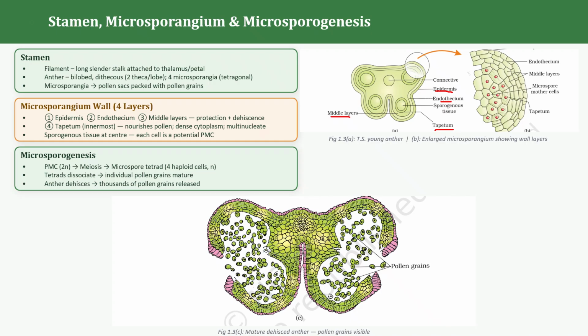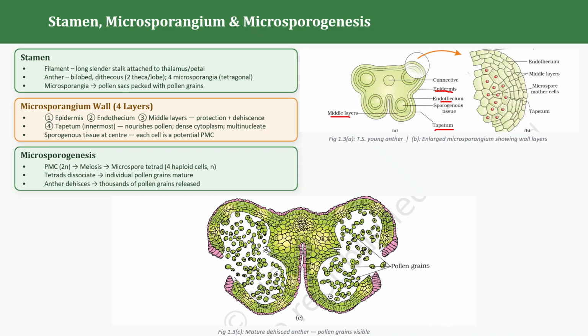Tapetum. Tapetum is the innermost layer, children. They are rich in nutrients. That is why it supplies food to developing pollen grains. Here is an important NCERT point, make a note of it. These tapetal cells often contain more than one nucleus. That is why they are multinucleate in condition, right?